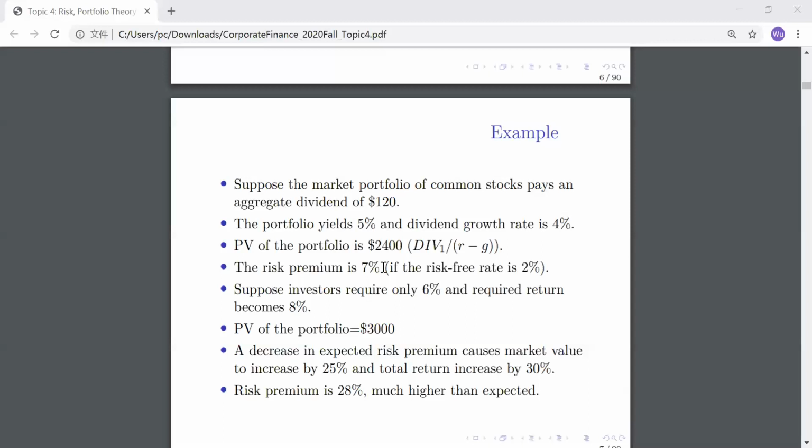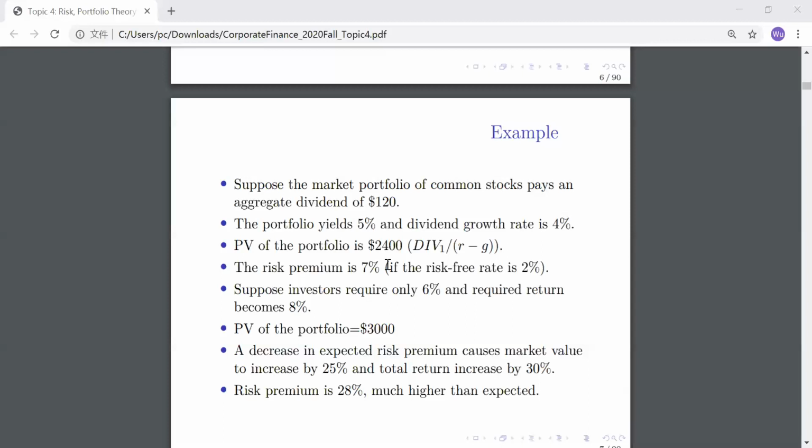Now let's do the adjustment. Suppose investors require a risk premium of only 6%, so the required risk premium goes from 7% to 6%. Now the risk-free rate is 2%, so in that case the required return will be 8%. Now, using the same formula, we can get a new present value of the portfolio, which is 3,000, right?